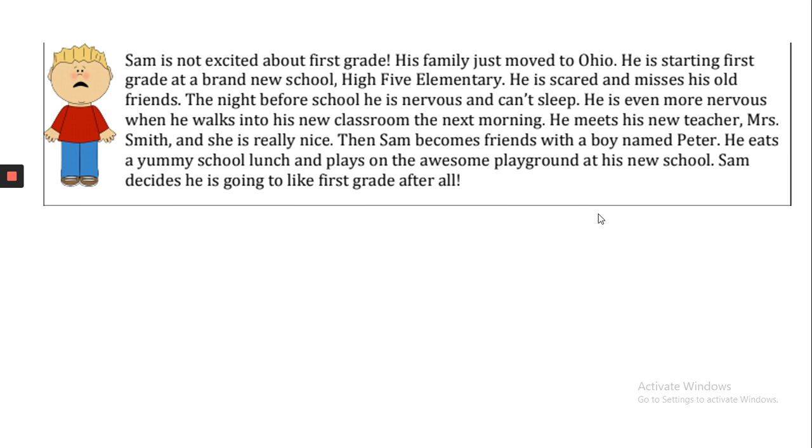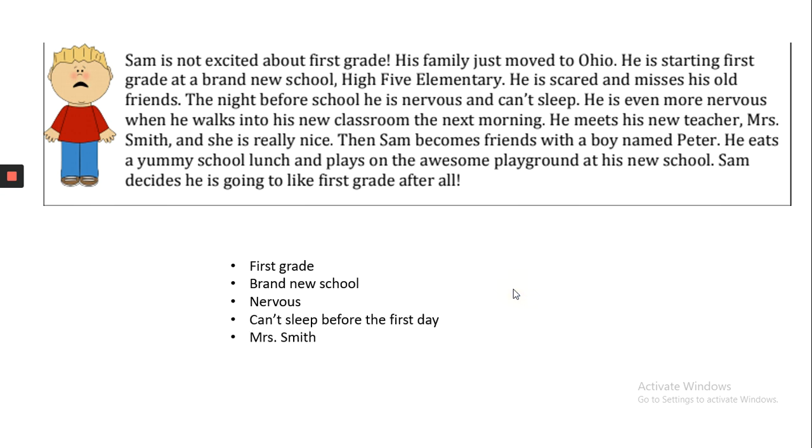So now that I've read this story, I'm going to take a couple notes just about the main facts that we learned about Sam. So we know Sam is a first grader. He's in first grade. We know he's at a brand new school and that he's nervous. He can't sleep before the first day of school. We know his teacher is Mrs. Smith. He makes a friend named Peter, and he eats lunch and plays on the playground. And we know that at the end, he likes first grade after all. So those are the main things that we learned about Sam from reading this story.